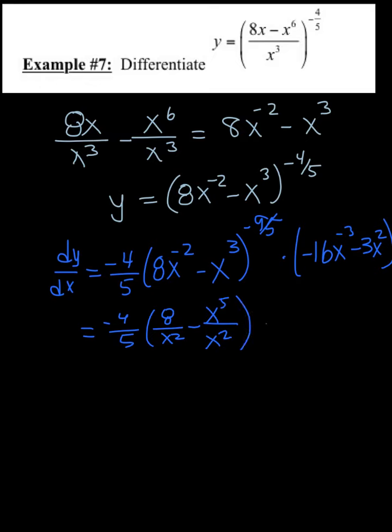I'm going to do the same thing over here, that this is going to be a negative 16 over x to the third. I want to rewrite 3x squared with an x to the third in the denominator, so I'm going to make this a 3x to the 5th over x to the third, so that I have common denominators here that I can start combining. All right, why don't you go ahead and pause it and see if you can clean this up and get a derivative for y.